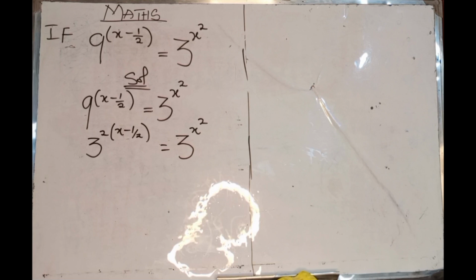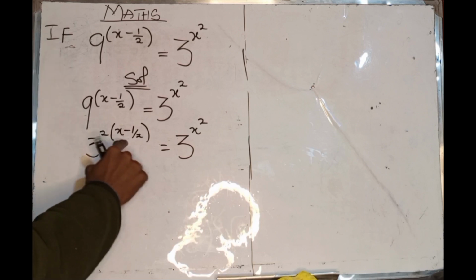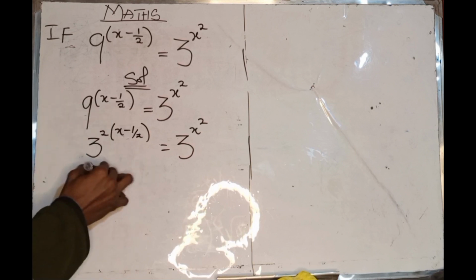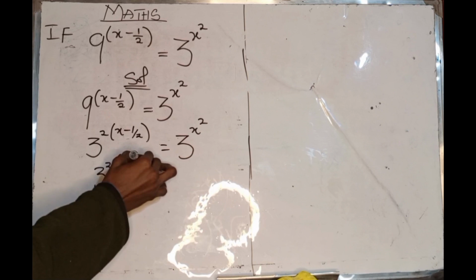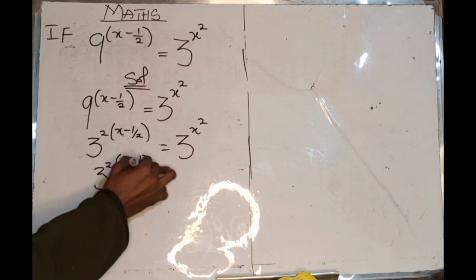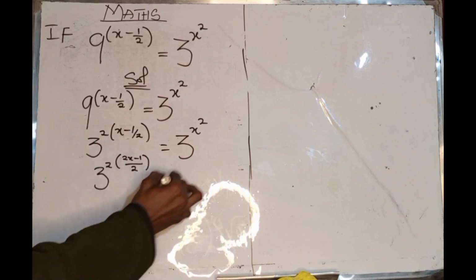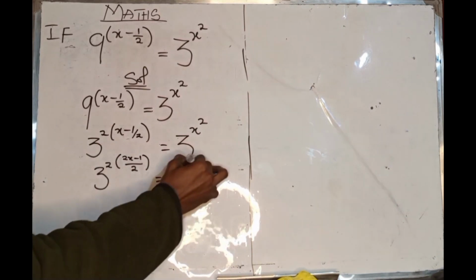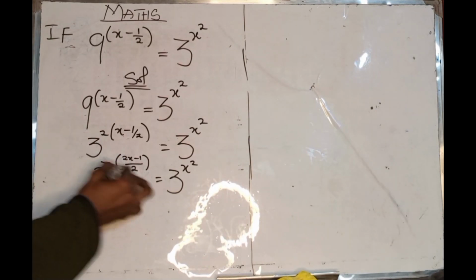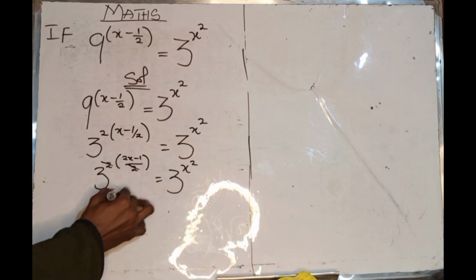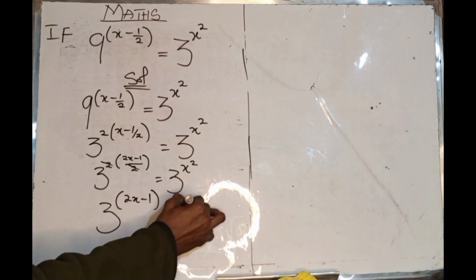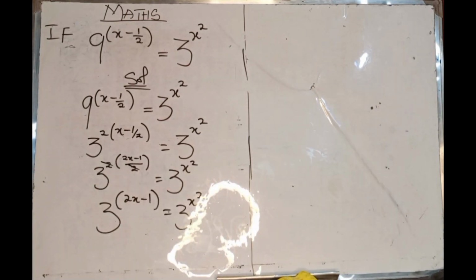Okay, now guys, the next thing is to look for the LCM of the bracket. We have here 3 raised to the power of 2, open bracket. The LCM of this bracket should give us (2x minus 1) all divided by 2, which is equal to 3 raised to the power of x squared. Okay, at this point, this can cancel this automatically. I have 3 raised to the power of 2x minus 1, which is equal to 3 raised to the power of x squared, this way.